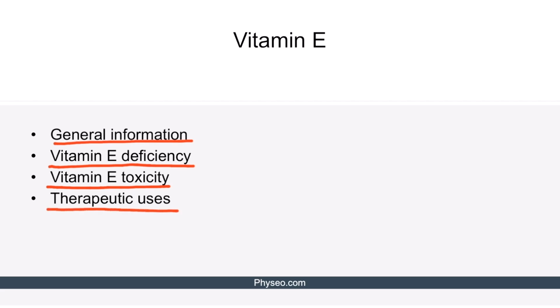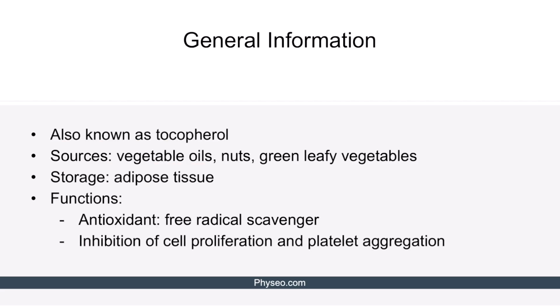Let's start with general information. Vitamin E is also known as tocopherol. Its main sources are vegetable oils, nuts, and green leafy vegetables. The storage site is the adipose tissue. Vitamin E has two important functions. First, it plays an antioxidant role, preventing free radical damage, especially in erythrocytes. Second, it can inhibit cell proliferation and platelet aggregation.